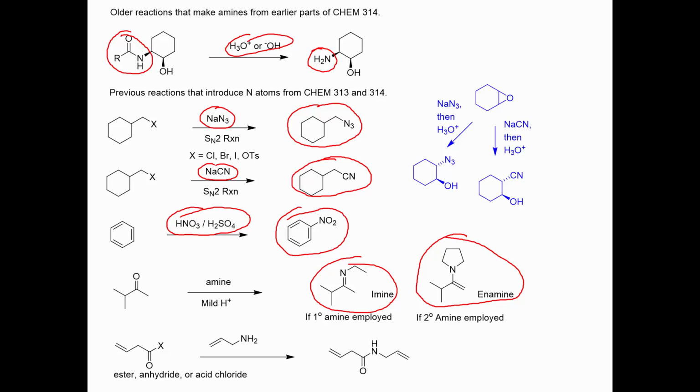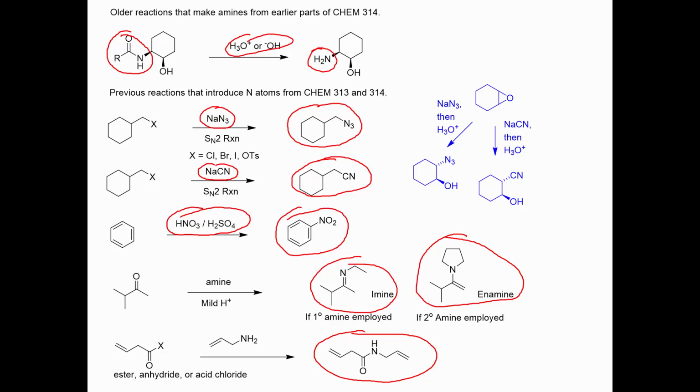In the carboxylic acid derivatives chapters, we saw how you could make an amide from either an ester, an anhydride, an acid chloride, or a carboxylic acid. Earlier in this class, we also studied the chemistry of epoxides, and noticed that epoxides are useful in the SN2 reaction.